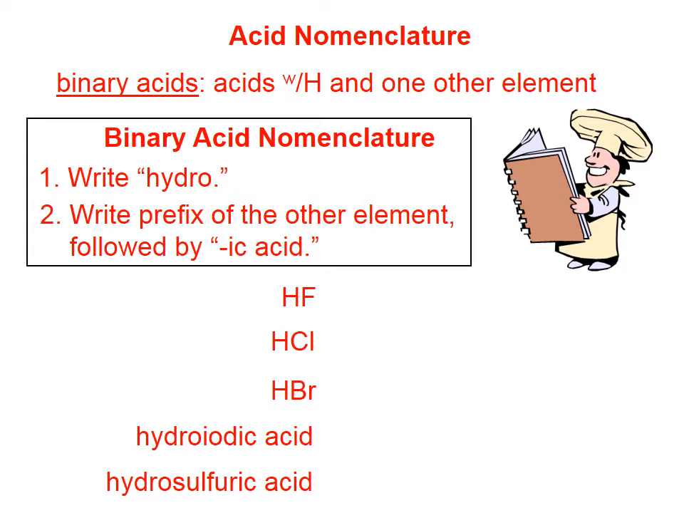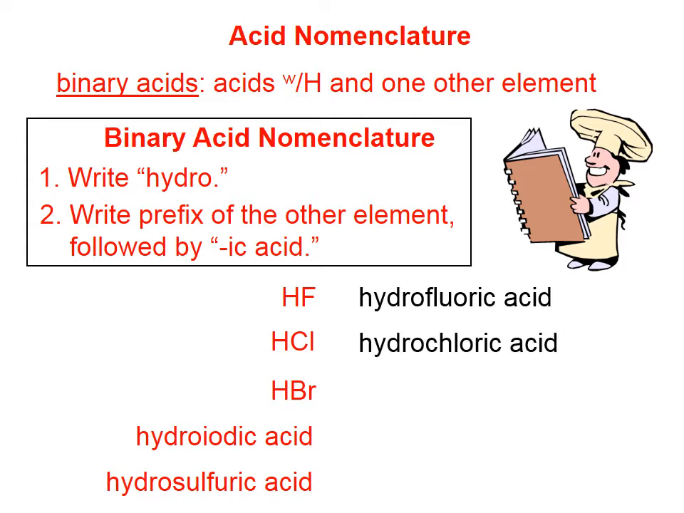Binary acid nomenclature goes as follows. It starts with the prefix hydro, and then we write the prefix of the other element followed by ic acid. This one here is going to be called hydrofluoric acid. This one will be called hydrochloric acid. And can you guess what this next one is? Hydrobromic acid.